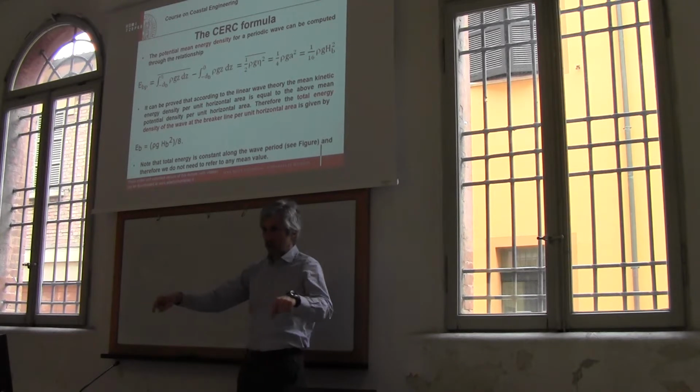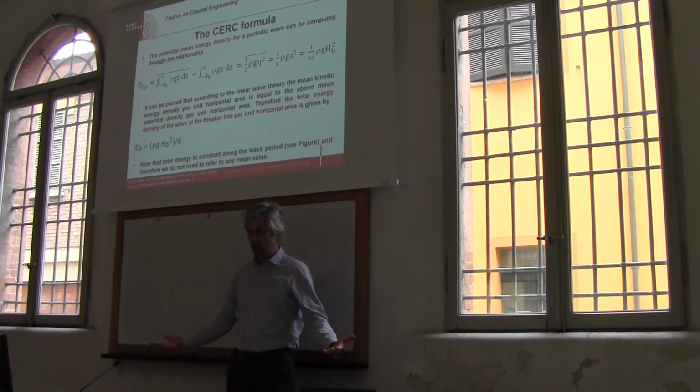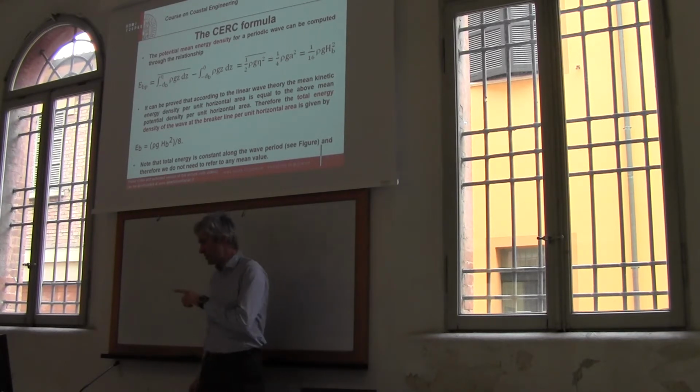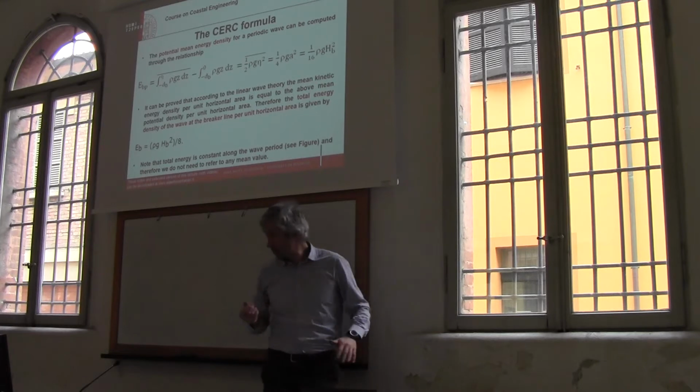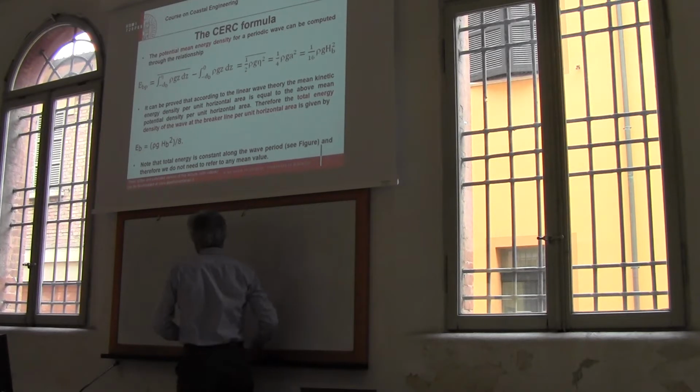Let's refer to unit horizontal area beneath the wave, and let's compute the energy of the wave by referring to the mean sea level. And therefore, let's compute the potential energy. So energy is indicated by E_B, per unit horizontal area. E_BP is the potential. So let's compute first the potential energy. In order to compute the potential energy, we refer to a wave.